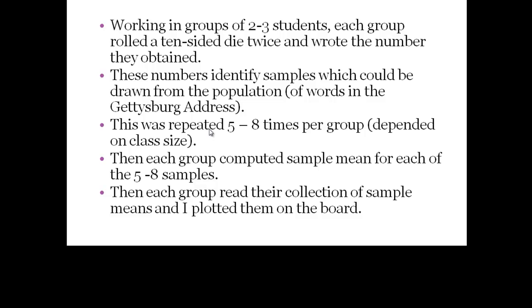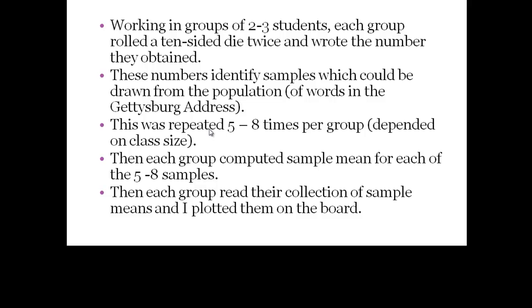Then they would go down on the sheet of paper to the 74th person, and then compute the mean for that person. So there would be 10 lengths of words. They would just add those up and divide by 10. Repeated that 5 to 8 times, depending on the size of the class. One class was a little larger than the other one, so they just did it 5 times, and the smaller class did it 8 times. What they end up with is 5 to 8, depending on which class they were in, sample means that they had computed from randomly selected samples.